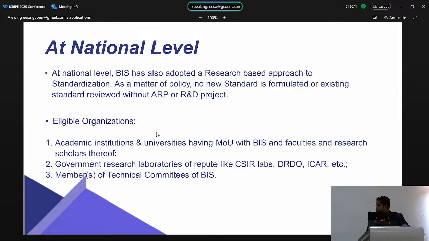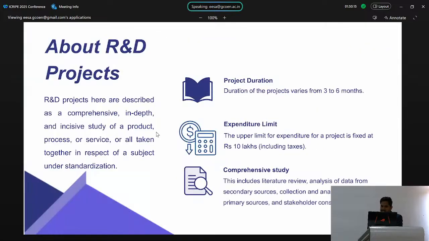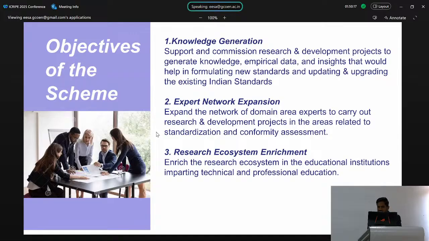The objective of this process, the method, was knowledge generation, because getting knowledge from the researchers in preparation of the standard was the best way to learn about the current practices. Then expert network expansion. Earlier, BIS used to take inputs mostly from our industries only, and through this method, we have this network of experts, including schools, colleges, and researchers, who are now involved with BIS.